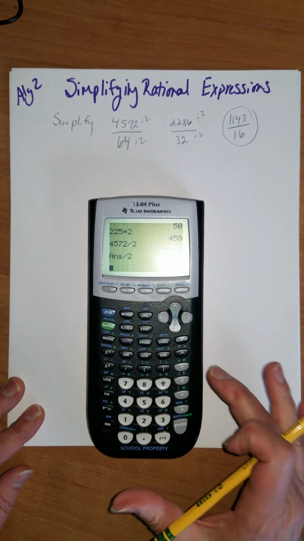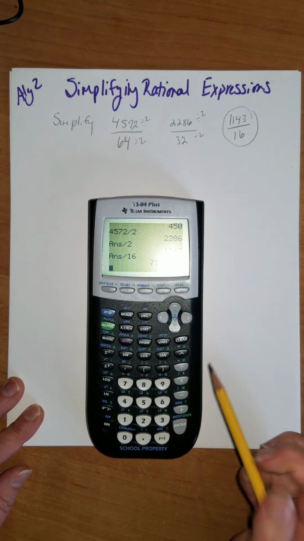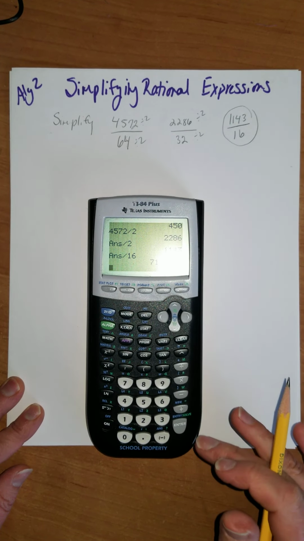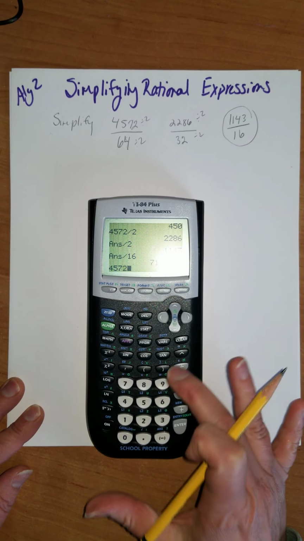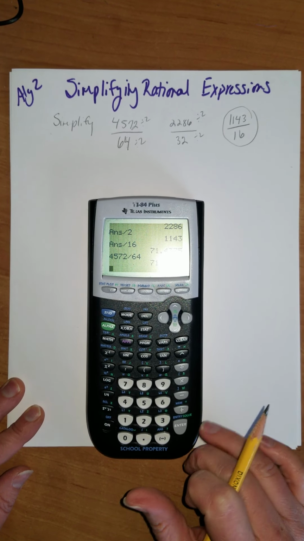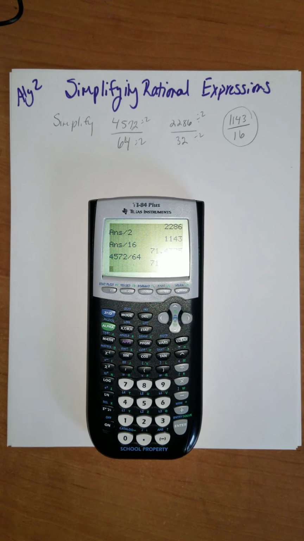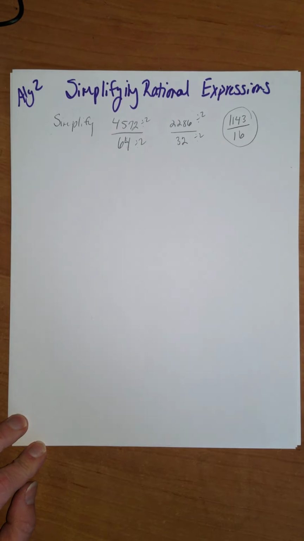And 1143 divided by 16 gives me 71.4375. That should be the same as 4572 divided by 64. Boom, they're exactly the same. Now, you might be like, Miss Henschel, why are we doing that? That is so easy. Because we're doing that here as well. We're going to combine this idea with my next one.